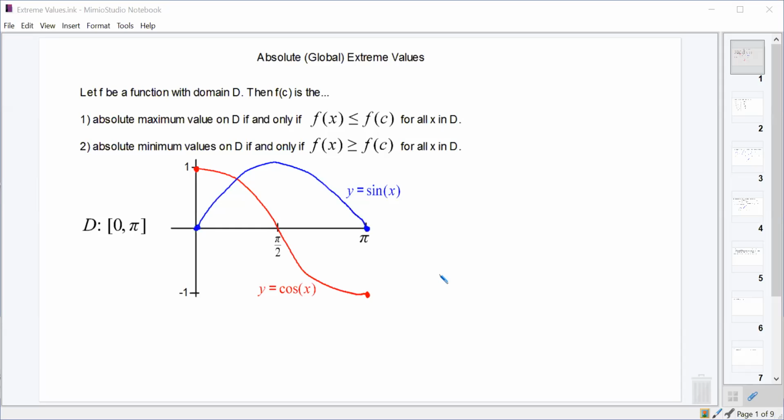If we talk about an absolute maximum within the domain of an interval, we can look at the endpoints and we can look at points in the middle of it as well. Same with if we're looking at the minimum values.